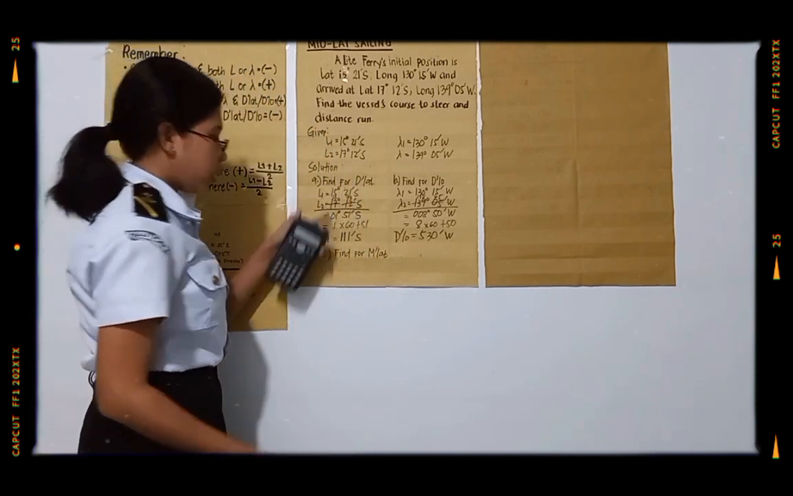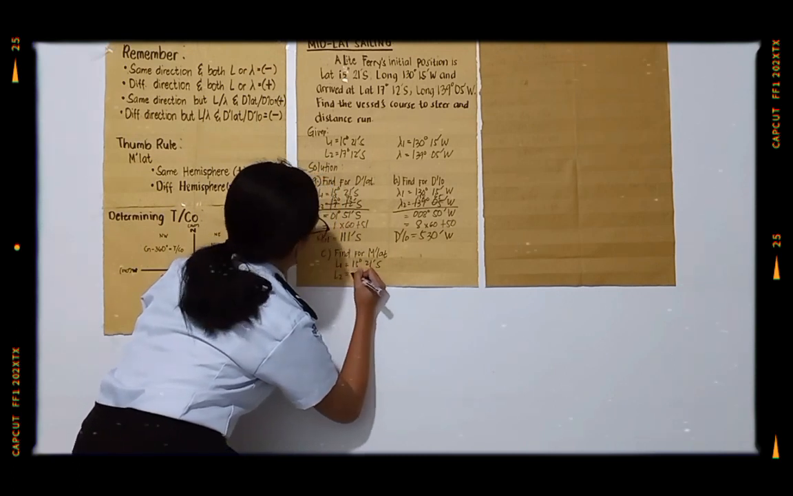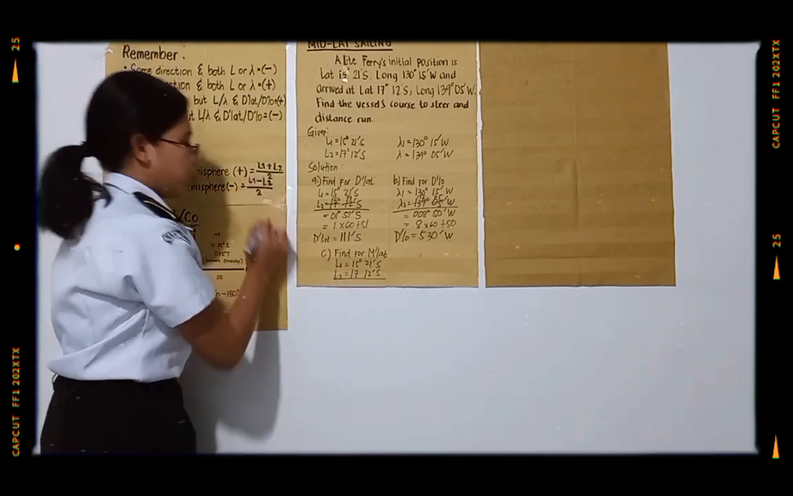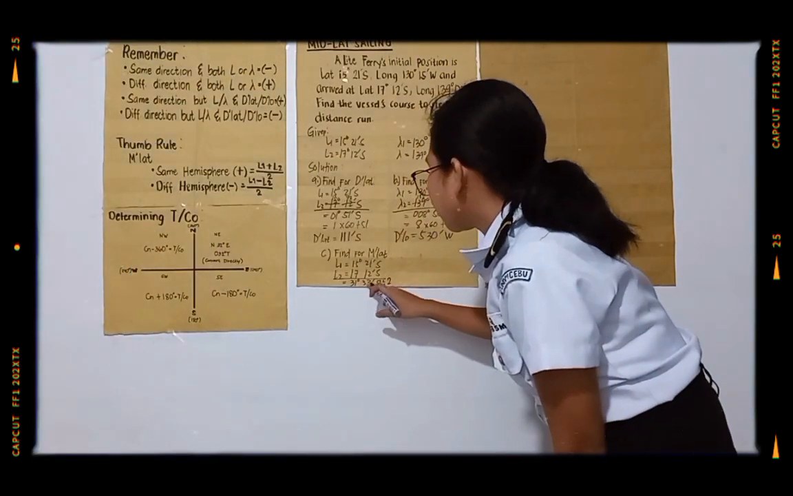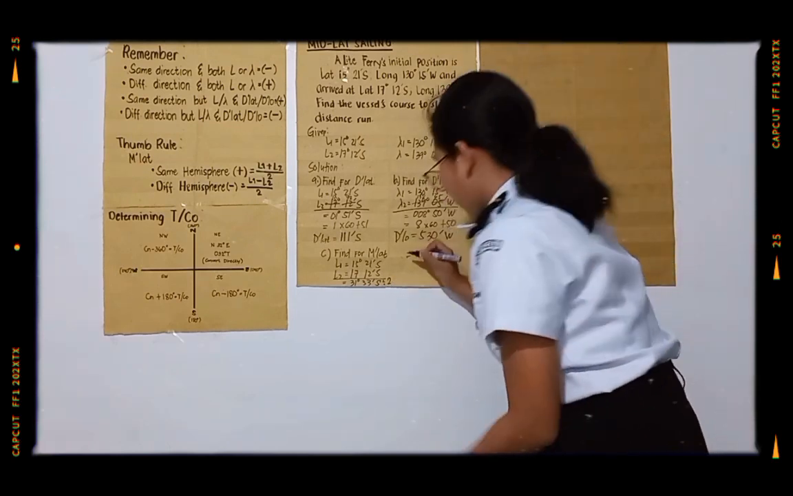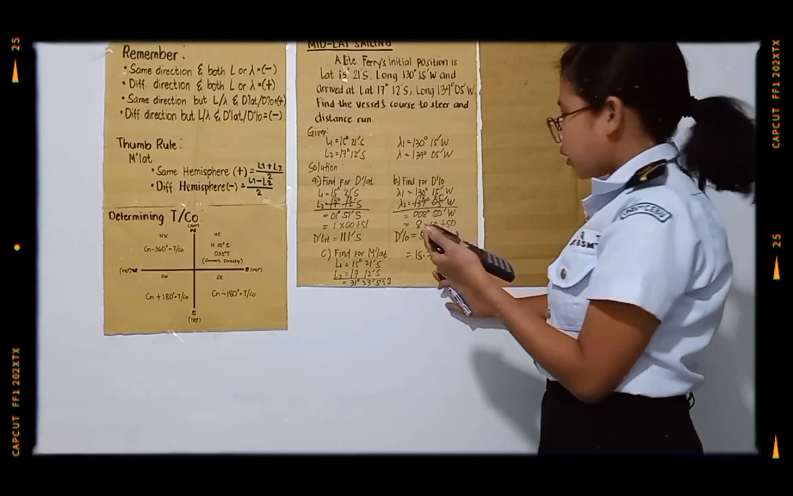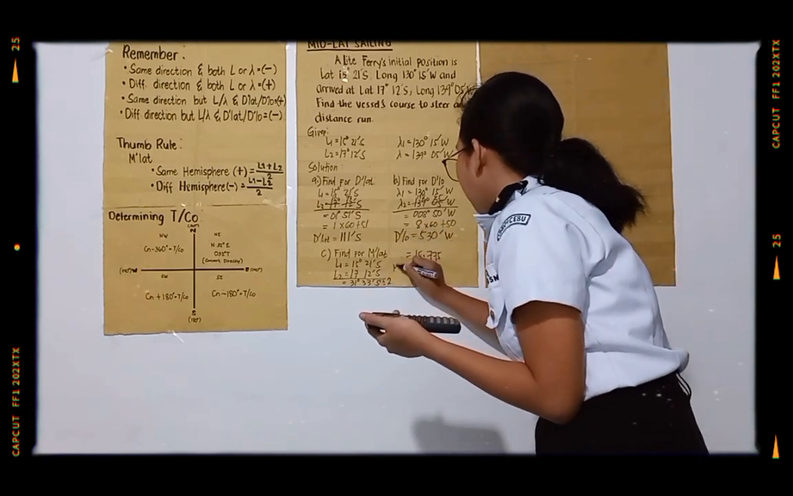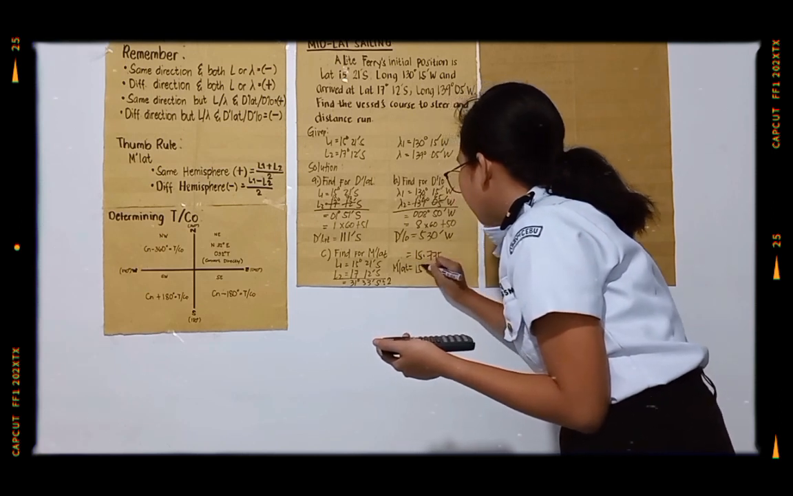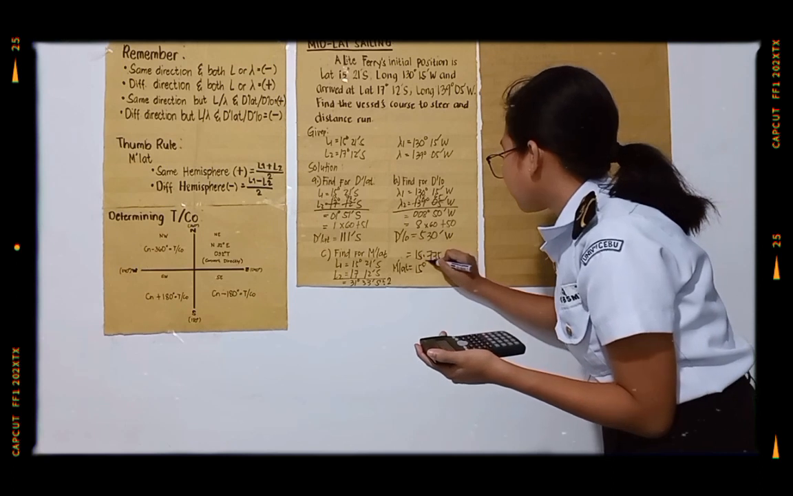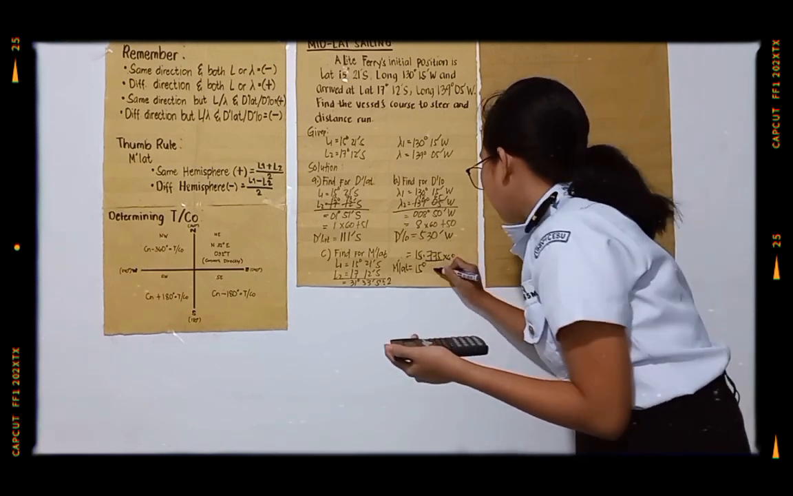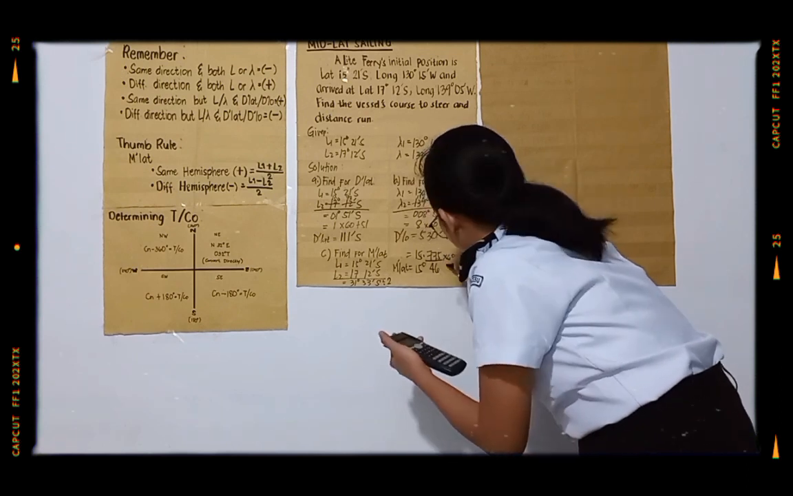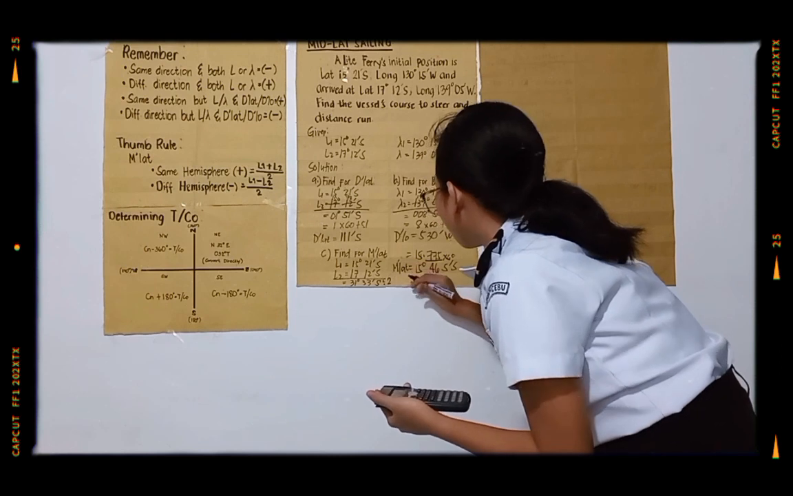We have latitude 1, latitude 2. Since they are the same direction, according to the thumb rule, we need to add them and divide by 2. 31 degrees 33 minutes south divided by 2 is equal to 15.775. Then convert it into degrees and minutes. So we have 15 degrees, and 0.775 would be multiplied by 60. So we come up with 46.5. So we get the MLAT.